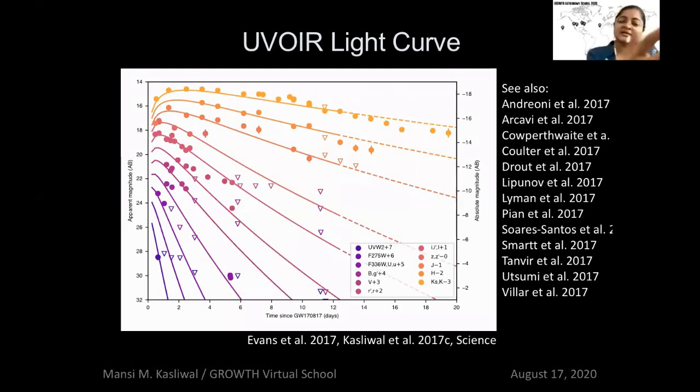So here's the data collected by the Growth team for GW170817. And the data here is shown as a light curve. So it's brightness as a function of time. And the bluer colors are the UV, the magenta shades are optical, and then the yellow-orange shades are the infrared. You can see the UV flash was very short-lived, the optical a little bit longer, a few days, and the infrared was the most long-lived, and that's shown in yellow and orange here.